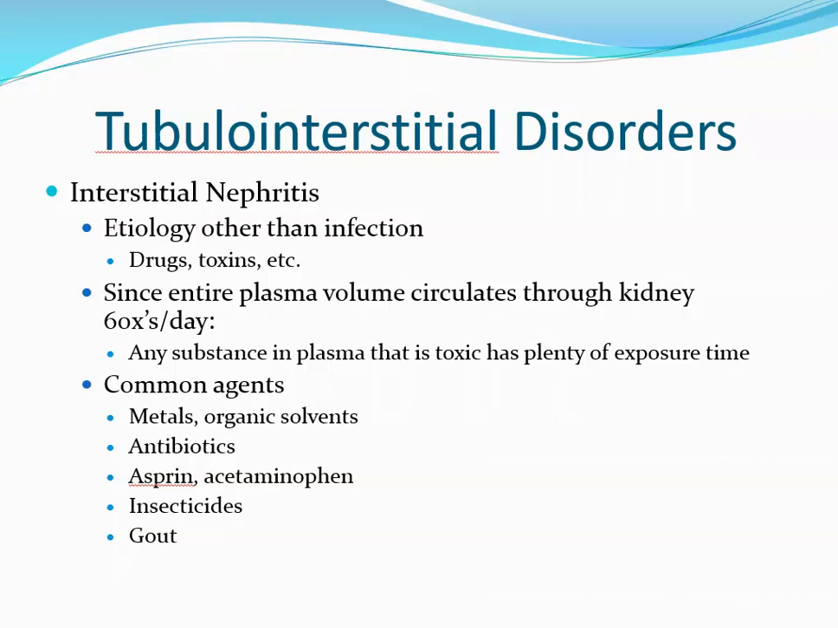Some common agents responsible for this disorder: metals such as copper, uranium, and mercury; organic solvents such as methanol, carbon tetrachloride, and ethylene glycol, which is antifreeze; certain antibiotics, ampicillin, penicillin, sulfonamides, and tetracycline; aspirin and acetaminophen; insecticides; and also gout due to the higher levels of both calcium or uric acid.